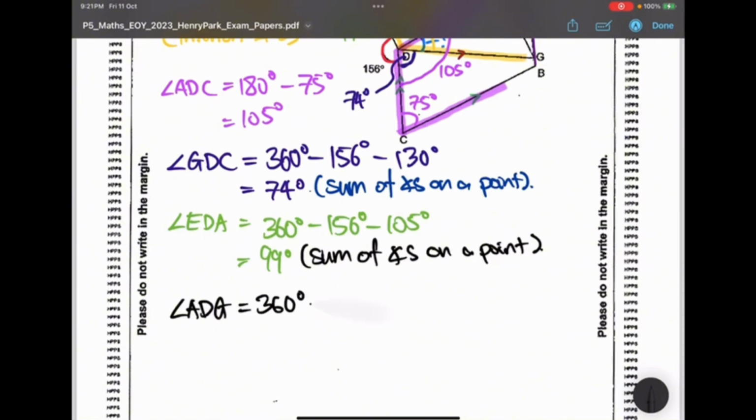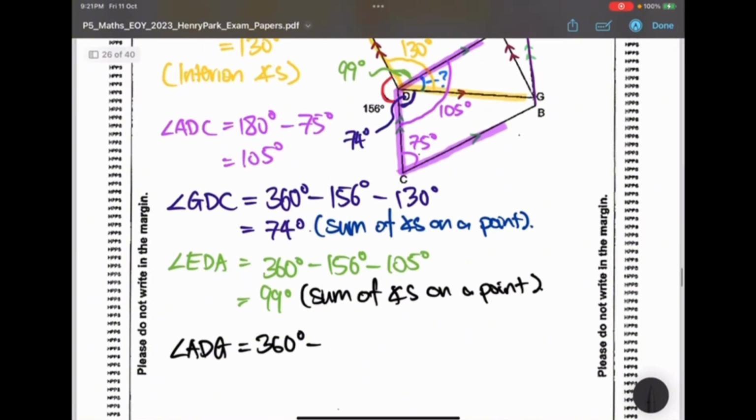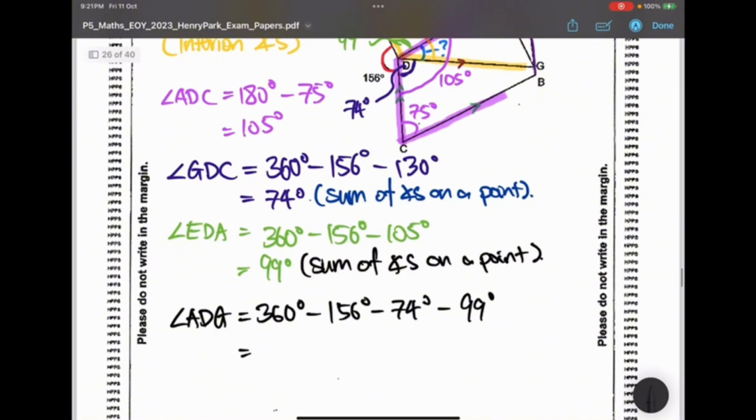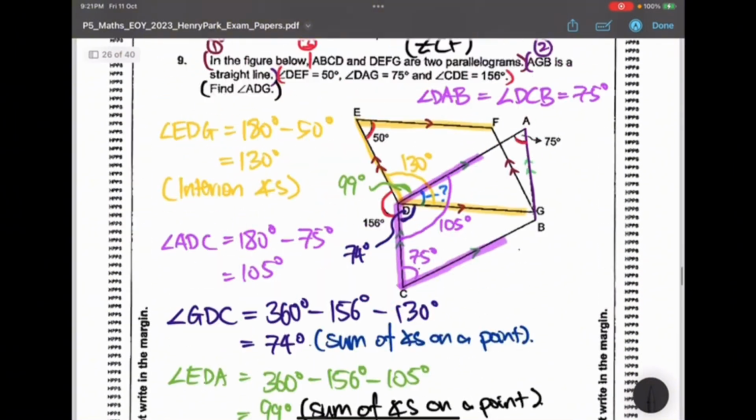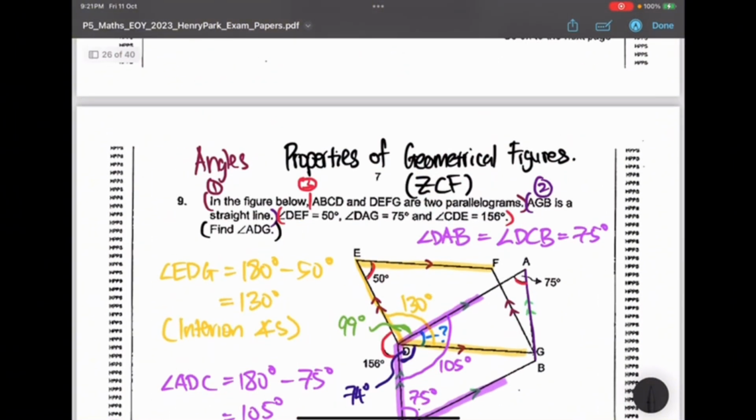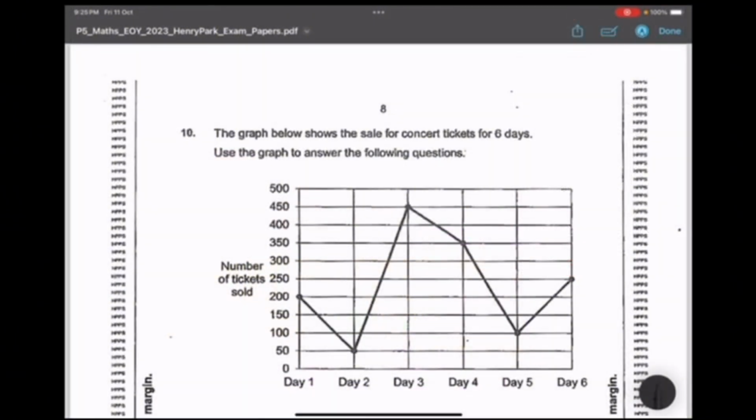Which is to take 360 degrees minus 156 degrees minus 74 degrees and minus 99 degrees. Okay, and that would simply give me 31 degrees. And this is your answer for question number 9. Moving on to the next question, question number 10.